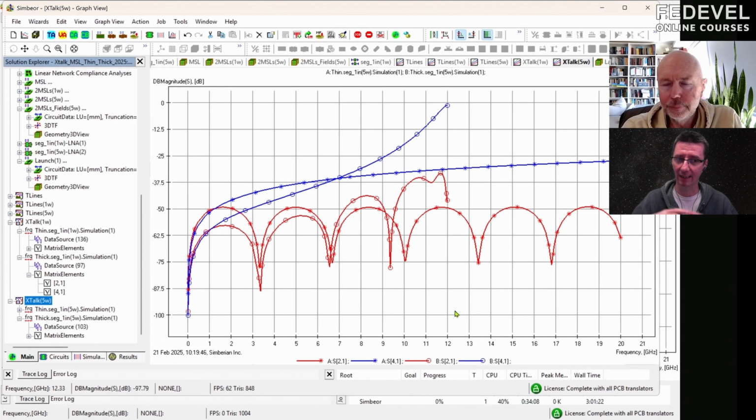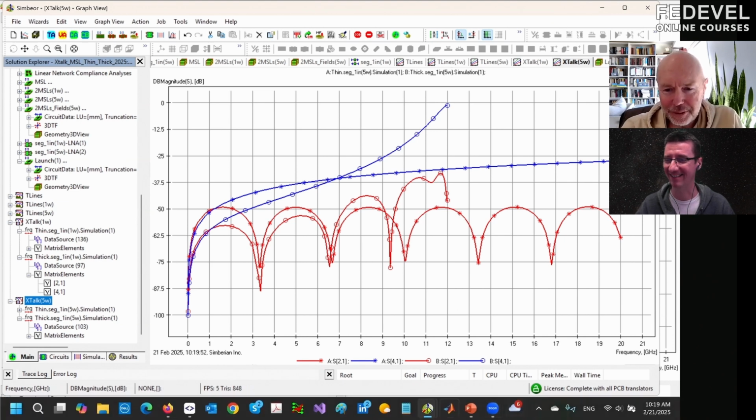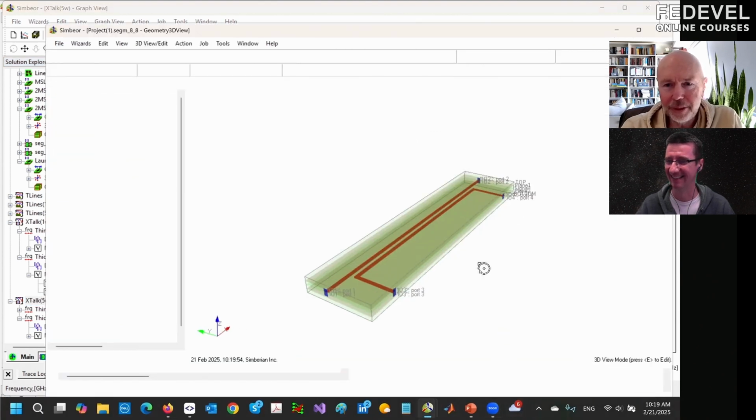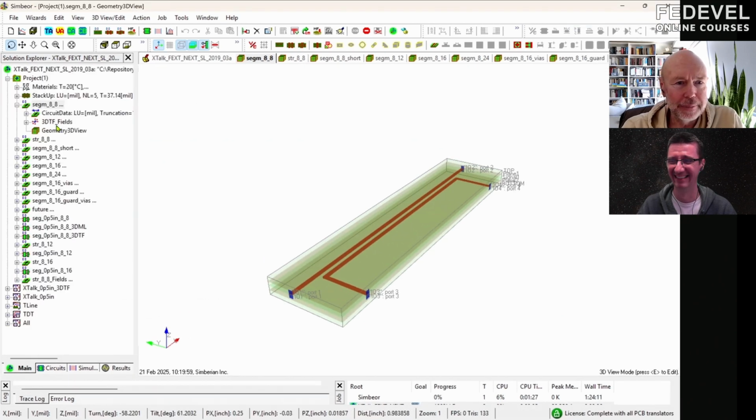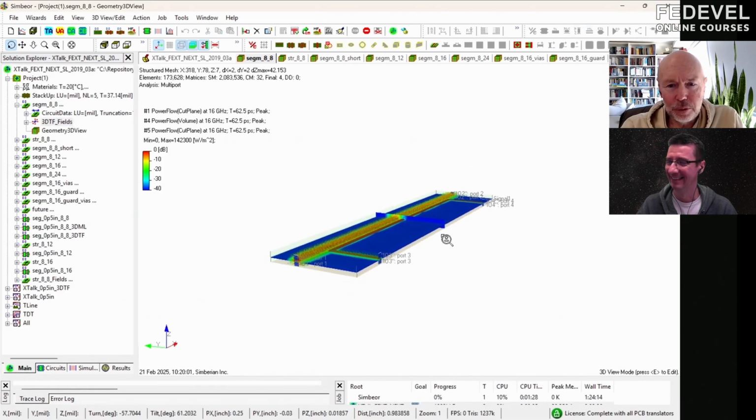Because until now we only looked at the fields, but we can actually see how the signal travels through the tracks. Yes, exactly. Can we show this? This is an example from my tutorial, and I use it in some demo videos and so on. But that's how it looks.